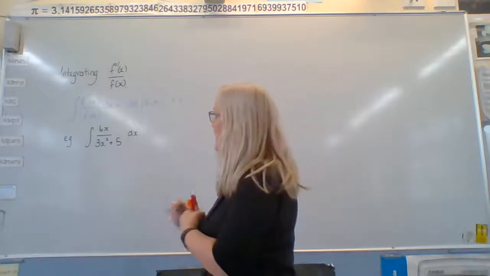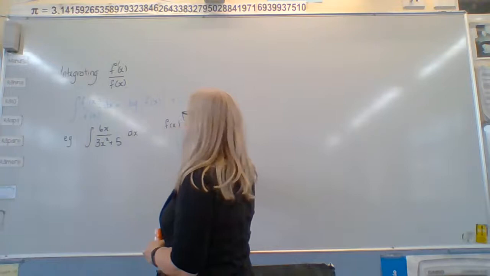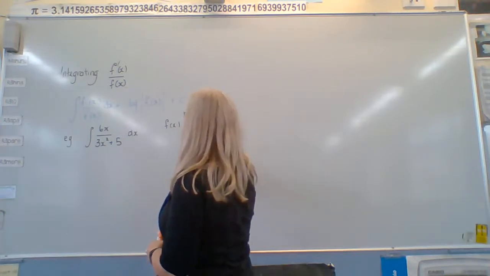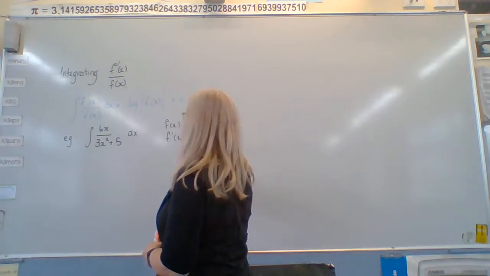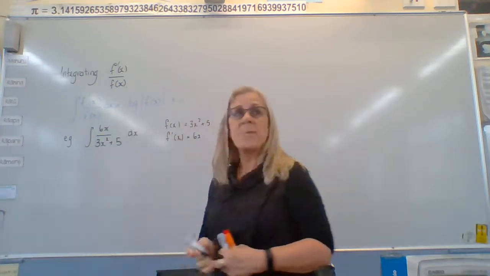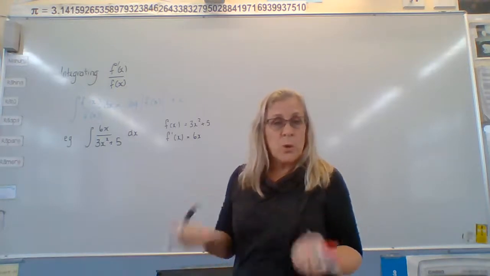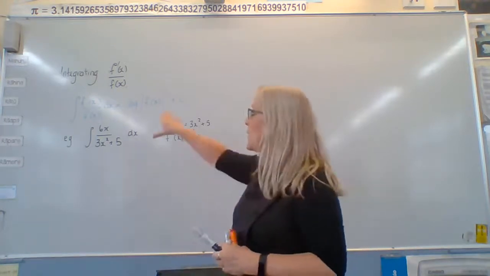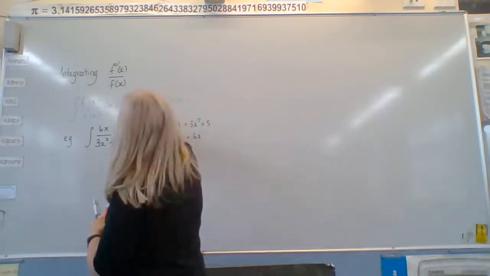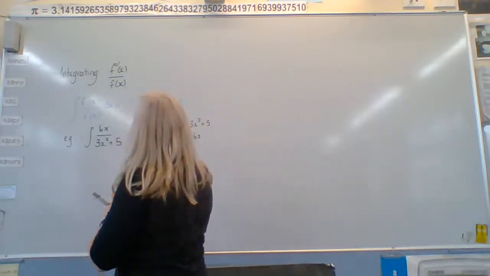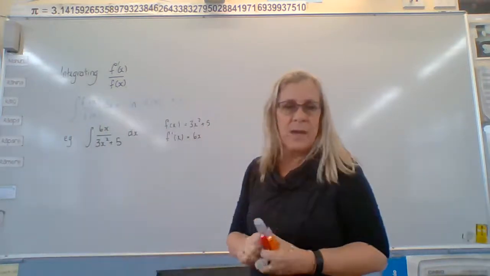So what we've got here is that this part, f of x, is equal to 3x squared plus 5. And when we differentiate that, we get 6x, which in this case happens to be a perfect match. All right, so because it's a perfect match, when we actually end up, that's not correct. Don't write that one. And that's quite important.